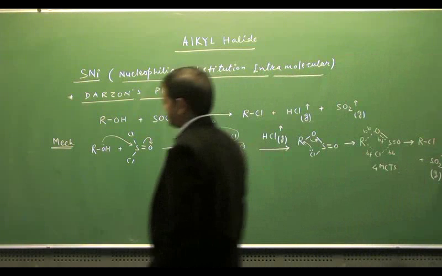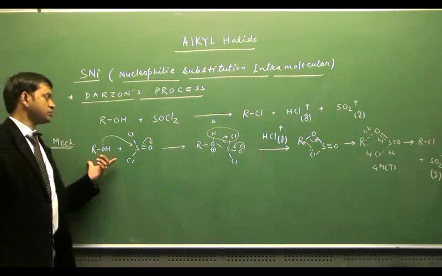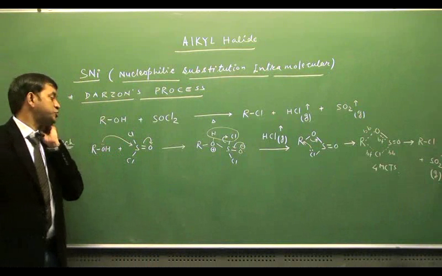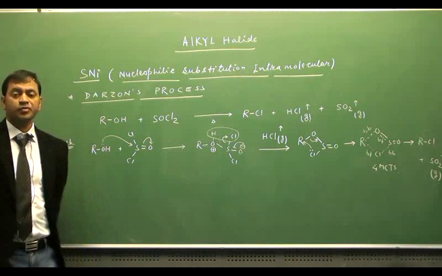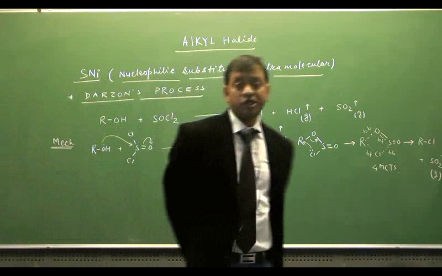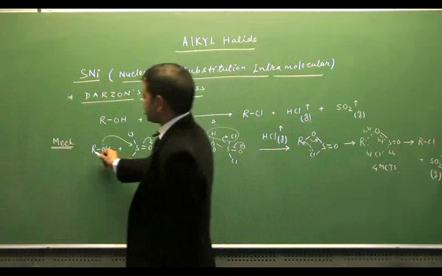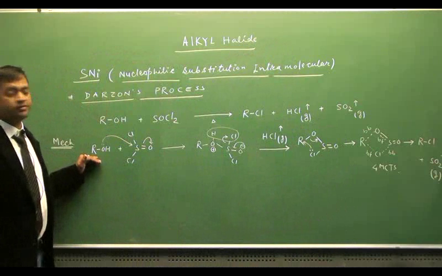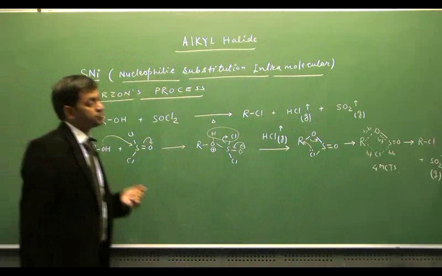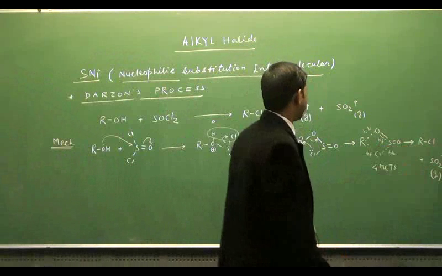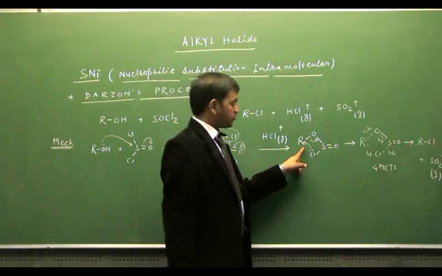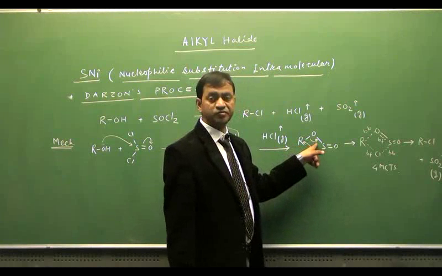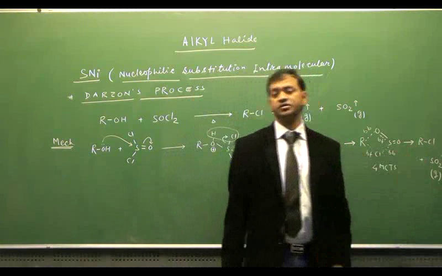Important thing in this reaction: first, we see the stereochemistry of this reaction, that is the Darzens process or SNi reaction. Retention of configuration takes place. Suppose this R contains a chiral carbon. If it is S in configuration, in the product we also obtain the S configuration, because here the attack is from the same side. Attack takes place and the leaving group leaves. Therefore, retention of configuration takes place.